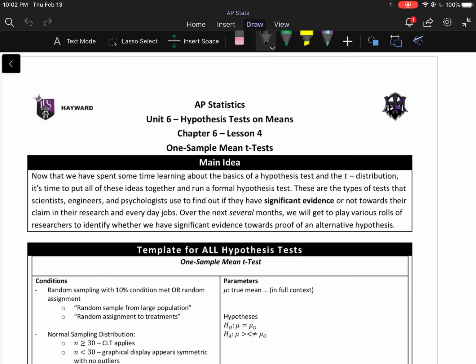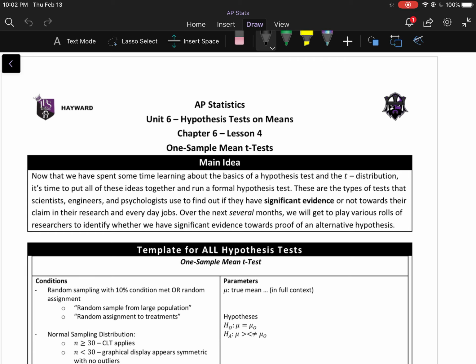Hi y'all. So we're gonna go ahead and go over lesson 4, which is a one sample mean t-test. This is just taking everything that we've learned already about a t-test and formulating a step-by-step process so that you can get full points on your free response questions.